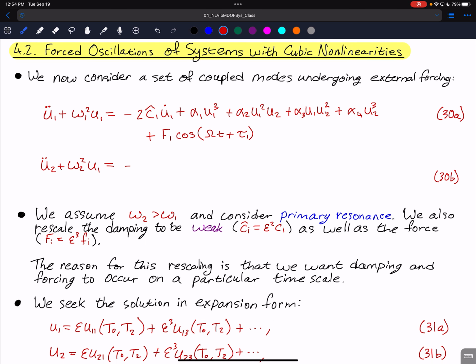Second mode, we're going to have minus 2 C2 hat U2 dot plus alpha 5 U1 cubed plus alpha 6 U1 squared U2 plus alpha 7 U1 U2 squared plus alpha 8 U2 cubed.